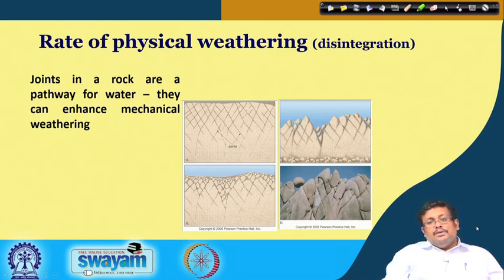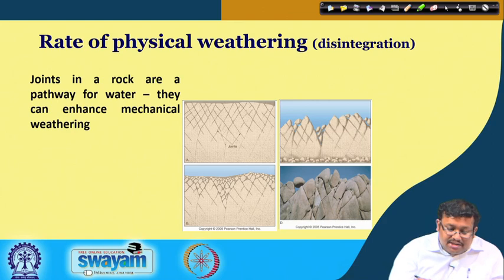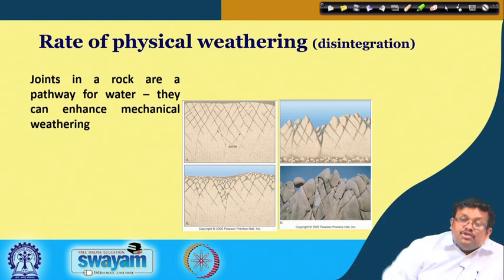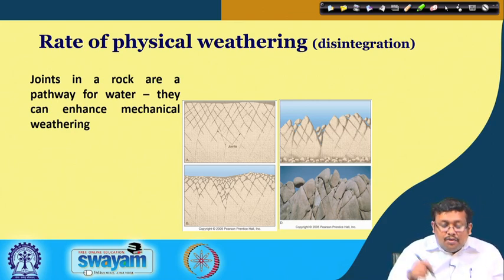Also, you will see that the rate of physical weathering or disintegration is different for different areas. Here you can see a joint in a rock, or a pathway. In this picture it is clearly evident that there are some joints in the rocks and water moves through these joints, and these joints basically enhance the physical weathering. So, these are the primary sites where physical weathering is more prevalent.